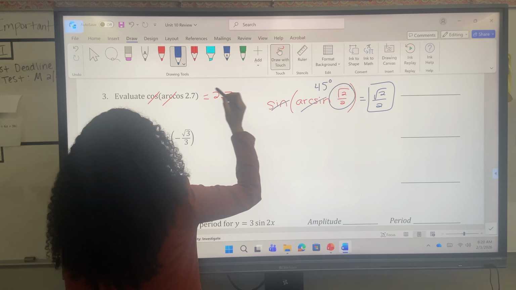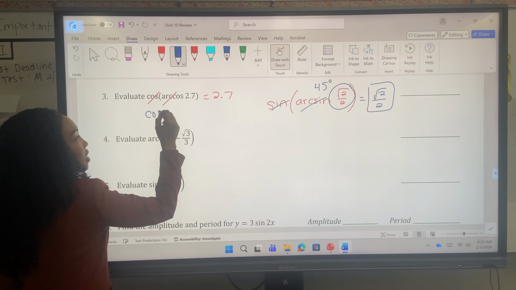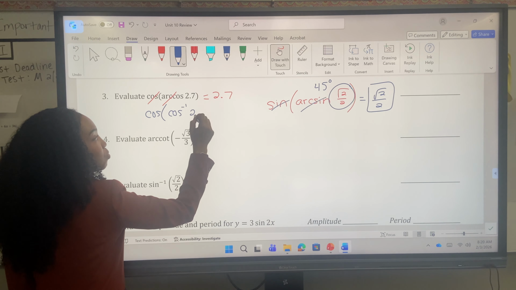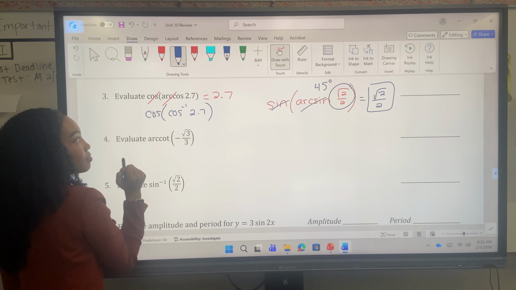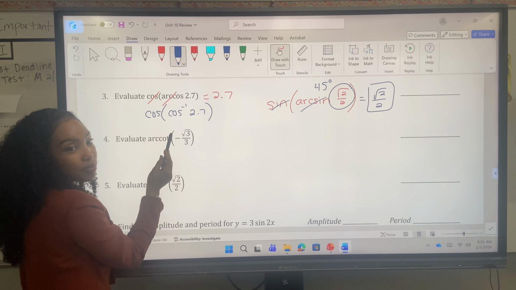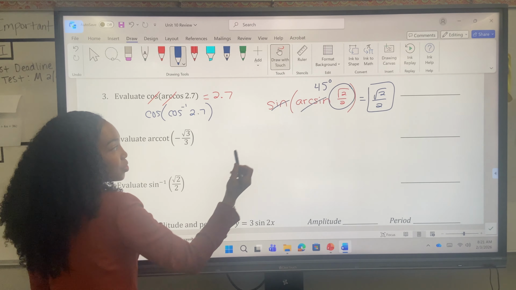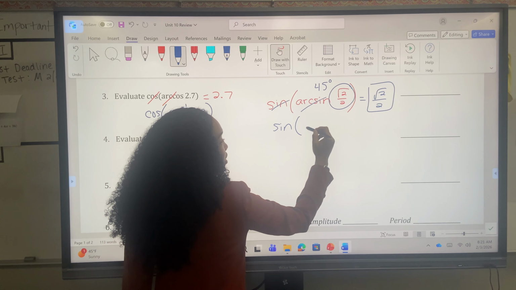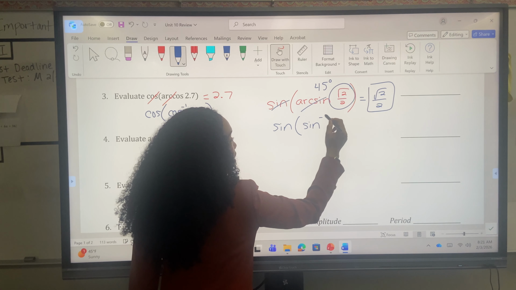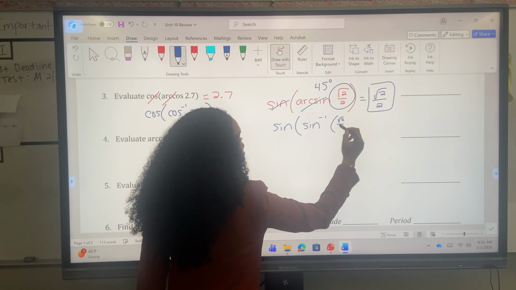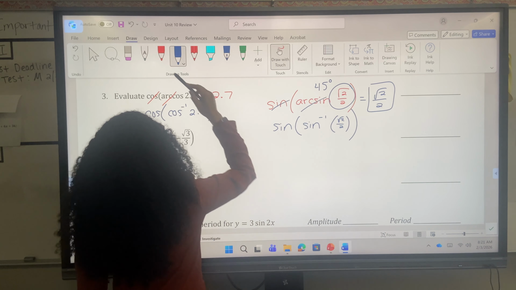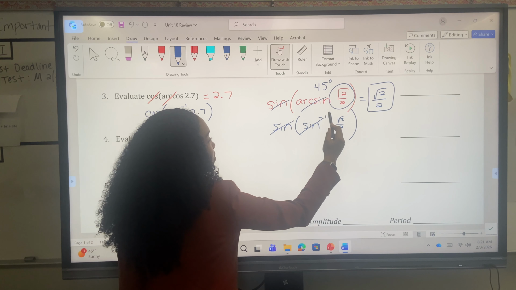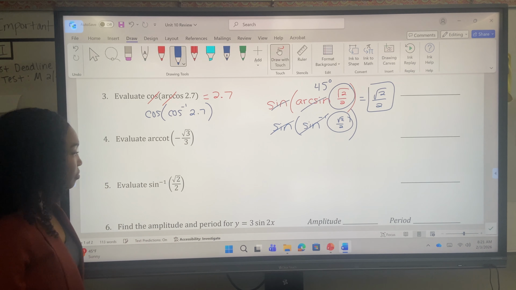So even if this can also be written as cosine, and then in parentheses, cosine inverse of 2.7, this means the exact same thing. So you'll see it both ways. You could also write this as sine, and instead of writing arc sine, you can write sine inverse of square root of 2 over 2. And those cancel out, leaving you with the answer.